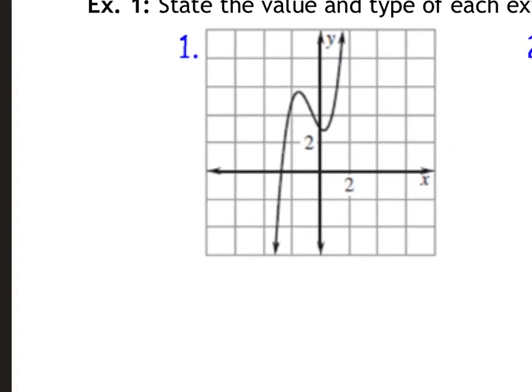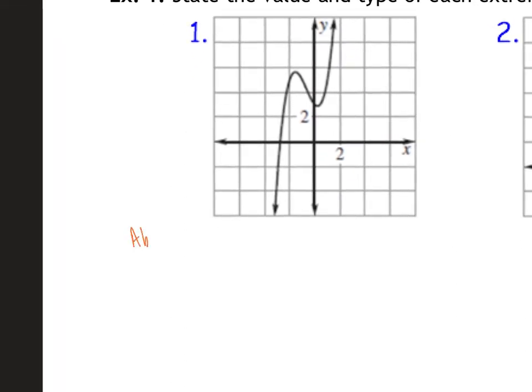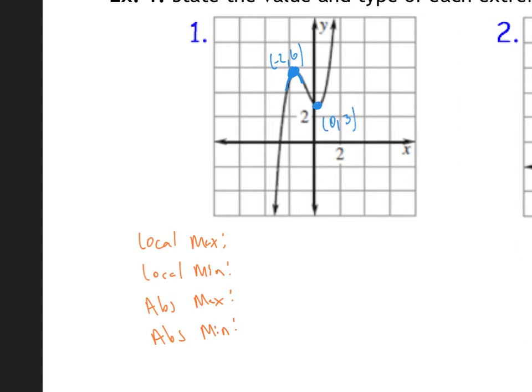So if we take a look here at number 1, let me zoom out a little bit more. Let's start with our locals. So our local max, our local min, our absolute max, and our absolute min. So those are 4 things I want to find here. So let's take a look. Here I got a top, I got a mountaintop. So here we'll round this point. Each one's going by 2, so we'll call that -2 and 2, 4, 6. We'll call this point right here just 0, 3, just to make things easier.